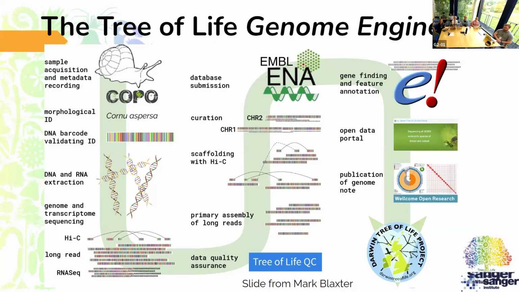Okay, so I think this slide has been shown in many different places before, and it shows the genome engine as envisaged by Mark Blaxter, and it's what we've set up at the Sanger Institute here. So we go all the way from sample acquisition through the data generation to assembly, and then out to free access data that's published as soon as is possible. So the Tree of Life Core Laboratory really focuses on this part of that engine: the DNA and RNA extraction and all of the generation of the data, which we then pass on to our colleagues in the assembly team.